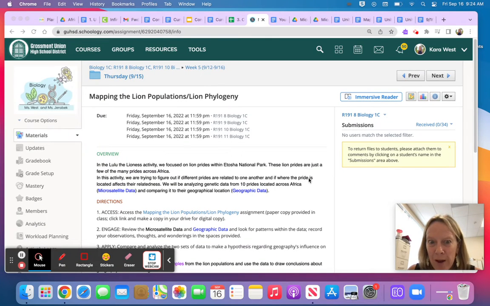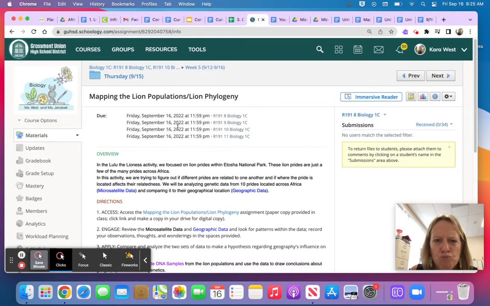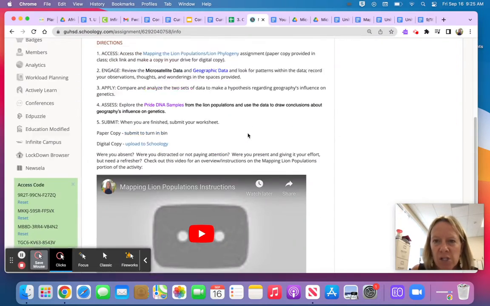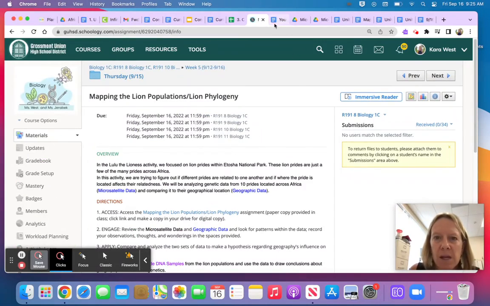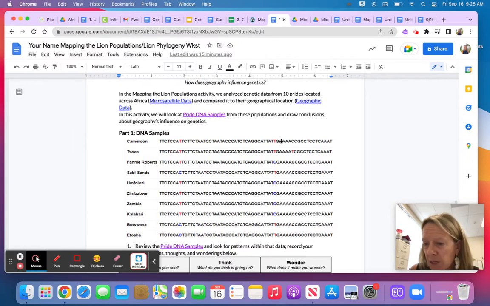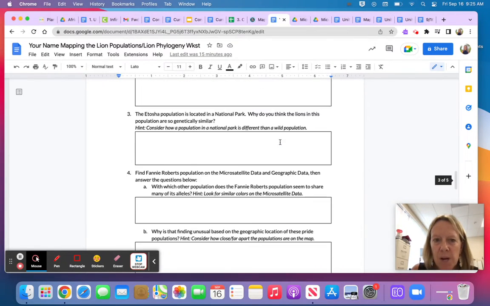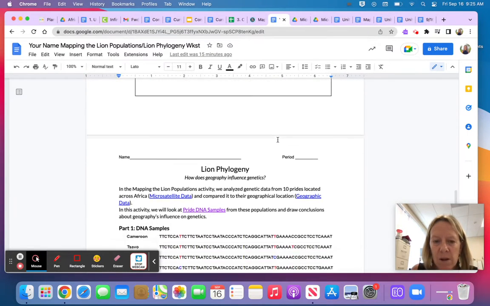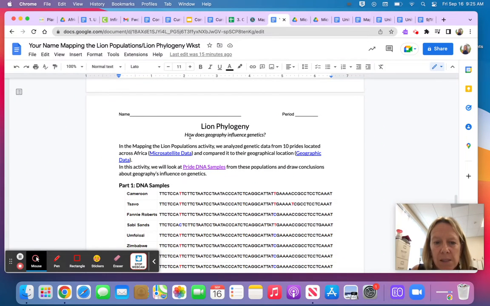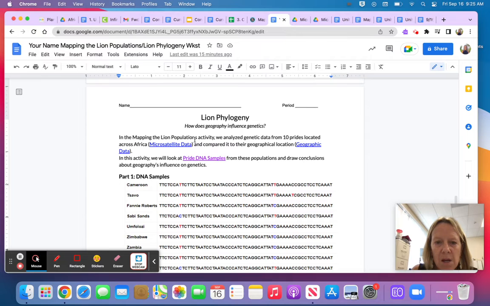Okay, so now I'm going to talk about the second part of the activity, which is lion phylogeny. You've got instructions for the first part there. This is the second part. I'm going to go back to my document that I already made because this is just at the bottom of the phylogeny part. We're still working on that same essential question: how does geography influence genetics?